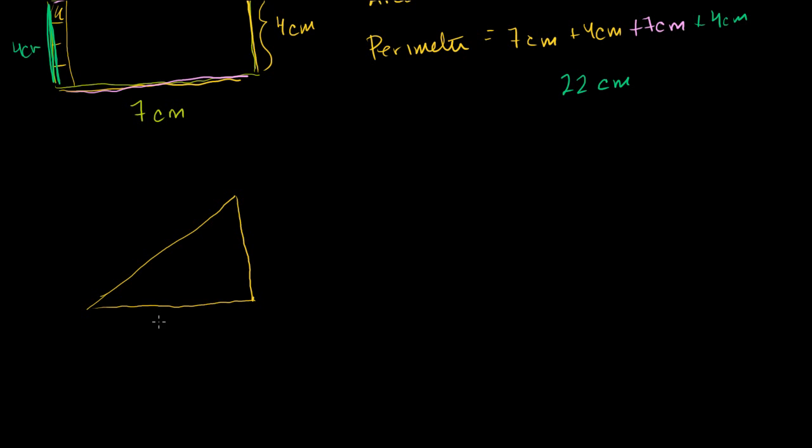And let's say that this distance right here is 7 centimeters, right down there. And let's say that the height of this triangle is 4 centimeters. And if I were to ask you, what is the area of the triangle? Well, when we had a rectangle like this, we just multiplied 7 times 4. But what would that give us? That would give us the area of an entire rectangle. If we did 7 times 4, that would give us the area of this entire rectangle.